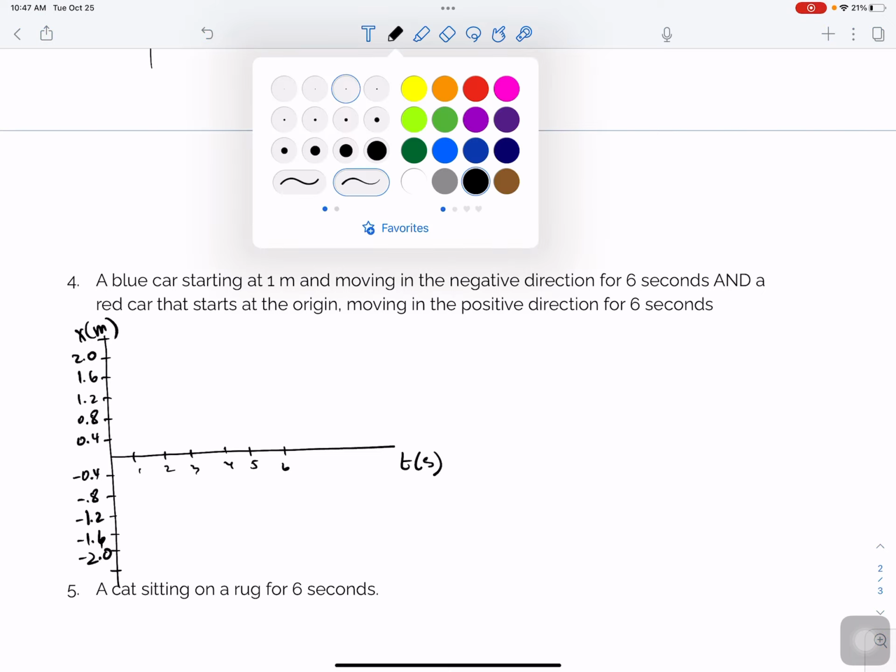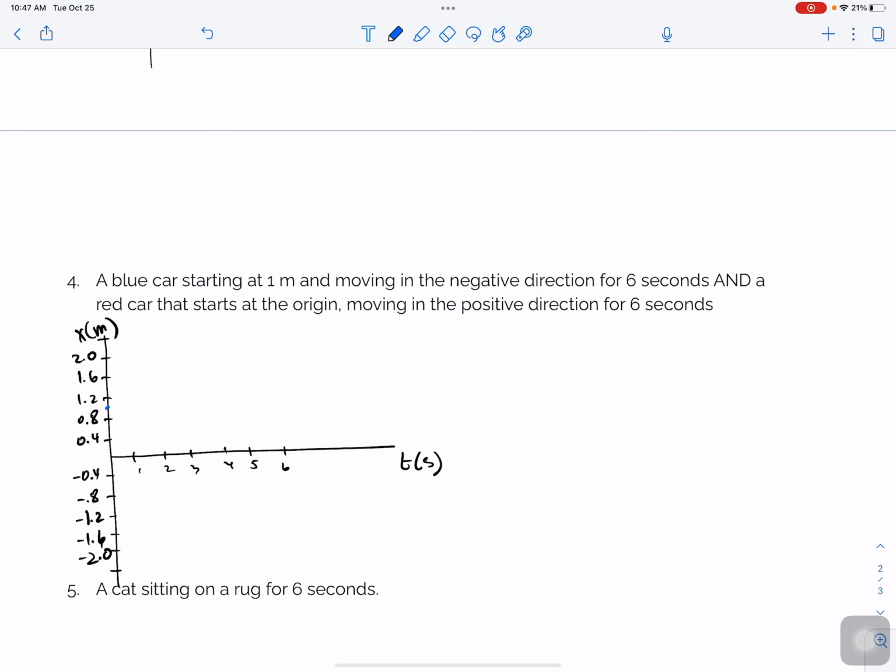Okay, so blue car starts at 1, which is going to be here, and moves in the negative direction. So that means at 1 second, it's going to be at 0.8, because 1 minus 0.2 is 0.8, and then 0.6, 0.4, 0.2, 0, negative 0.2. I know my line's kind of curving, and then negative 0.4. So that's approximately the blue car.